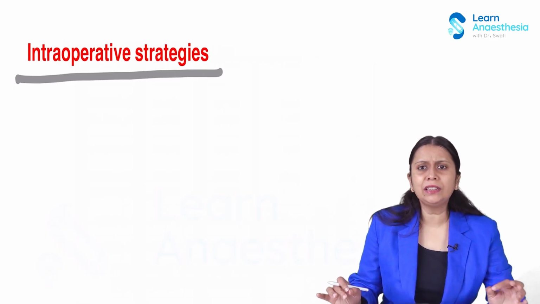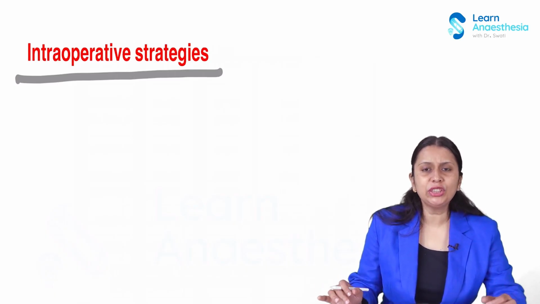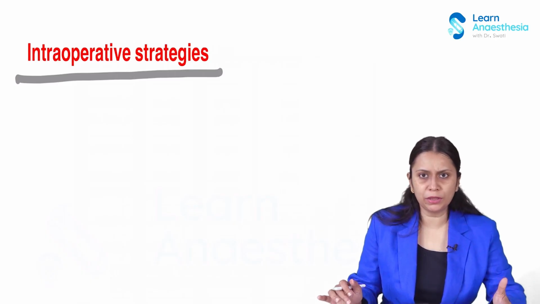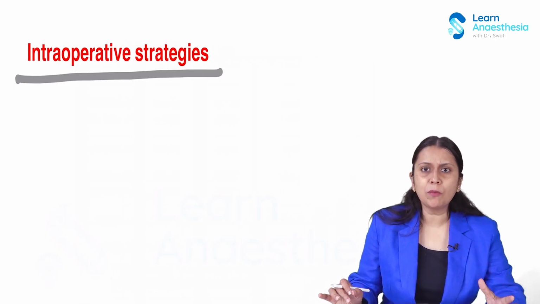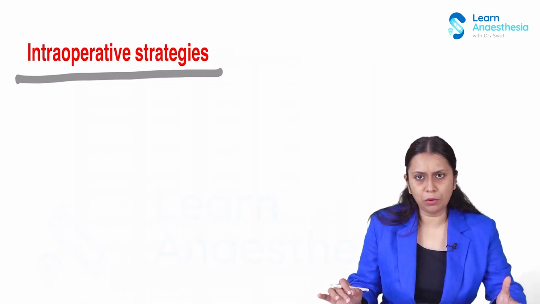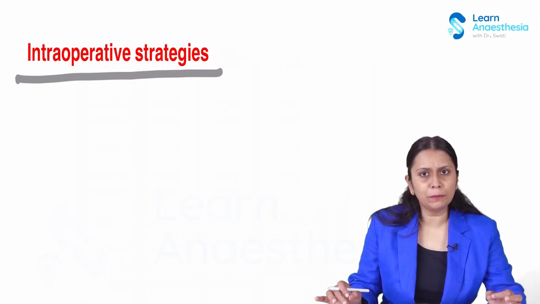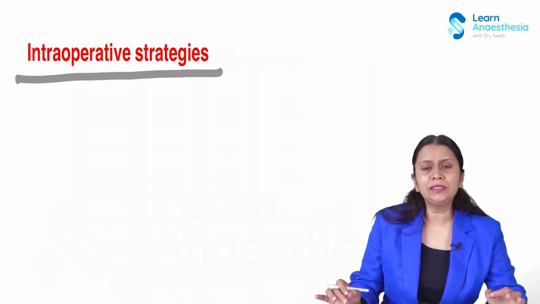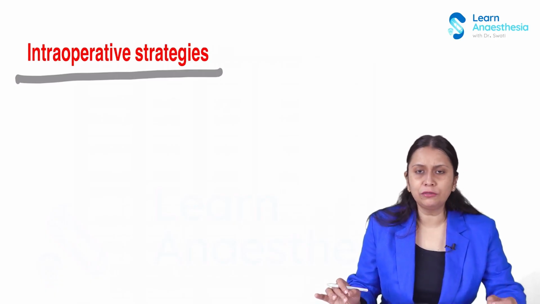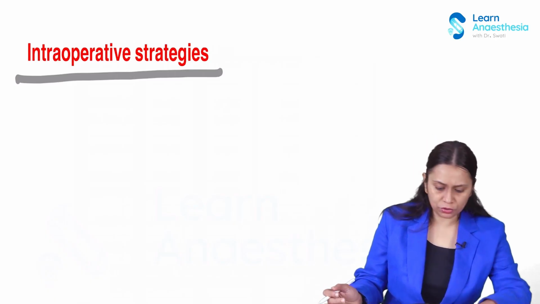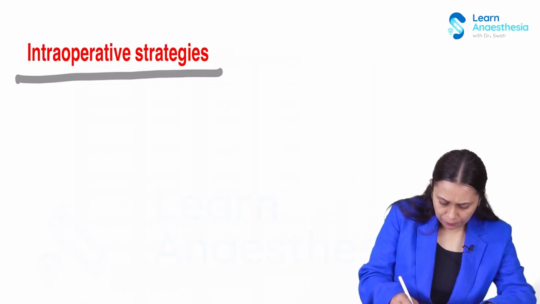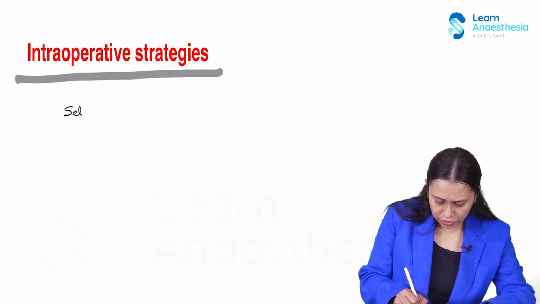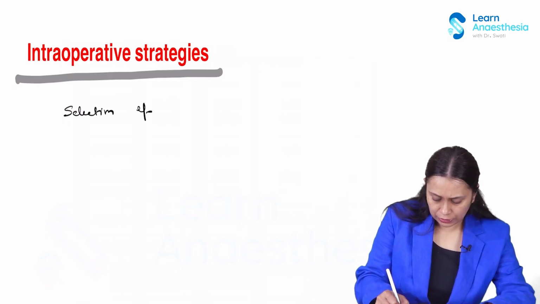So, selecting the type of anesthesia. If the patient is at a high risk of developing post-op pulmonary complications, and if the surgery is possible with regional or neuraxial blockade, it should be preferred over general anesthesia, because the risk of post-op pulmonary complications is higher with general anesthesia. We have already discussed that general anesthesia is one of the probable risk factors for developing post-op pulmonary complications. So, selection of the type of anesthesia.